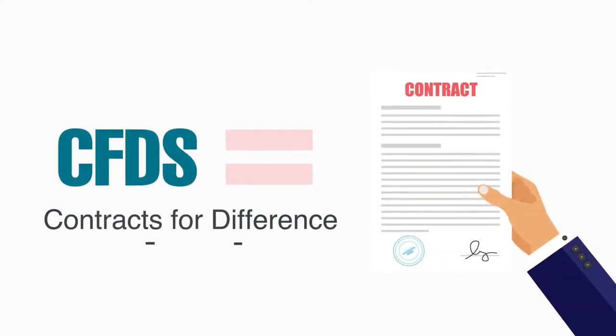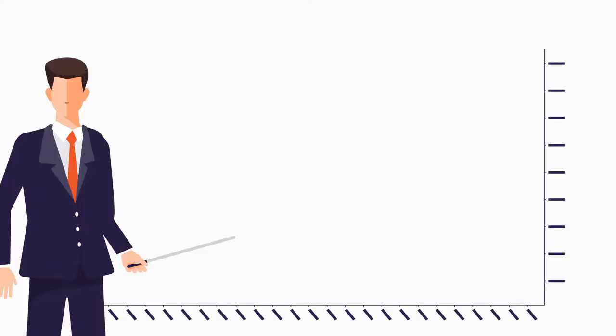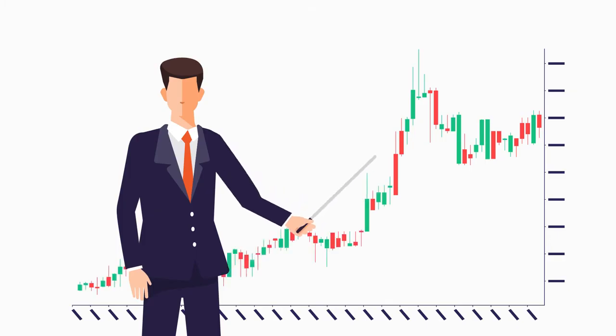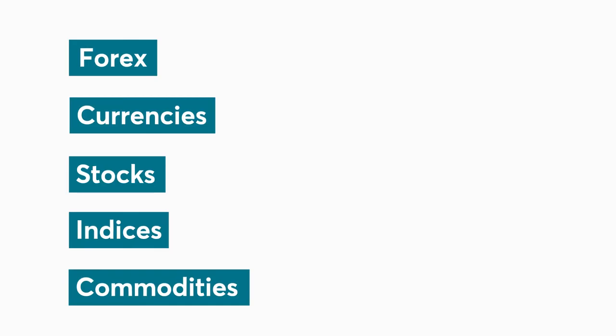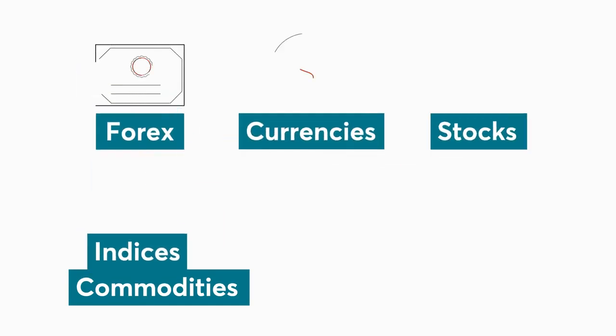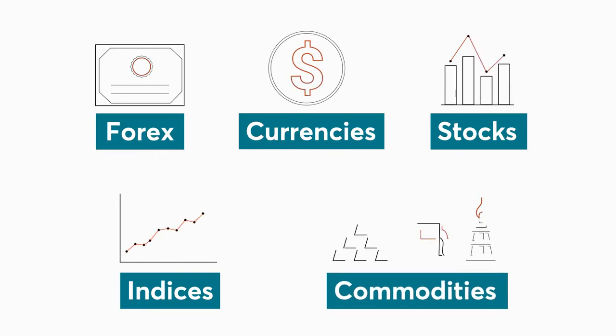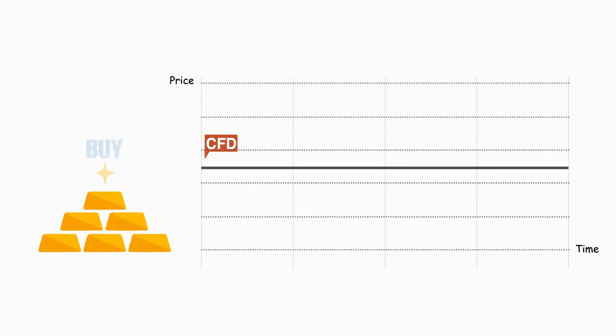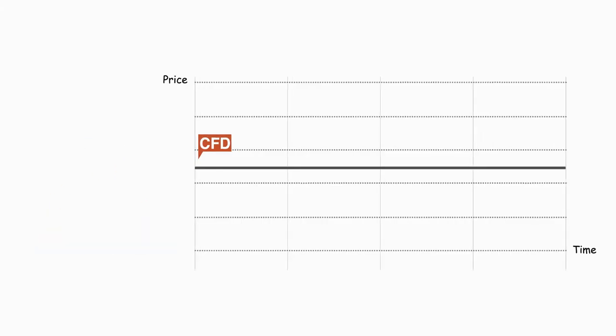CFDs, or contracts for difference, allow traders to speculate on the markets without taking ownership of the underlying asset. Traders can use CFDs for a wide range of markets, including Forex, cryptocurrencies, stocks, indices, and commodities, from a single account. When trading CFDs, a trader will open a position in a specific market, for example, buying a gold CFD.